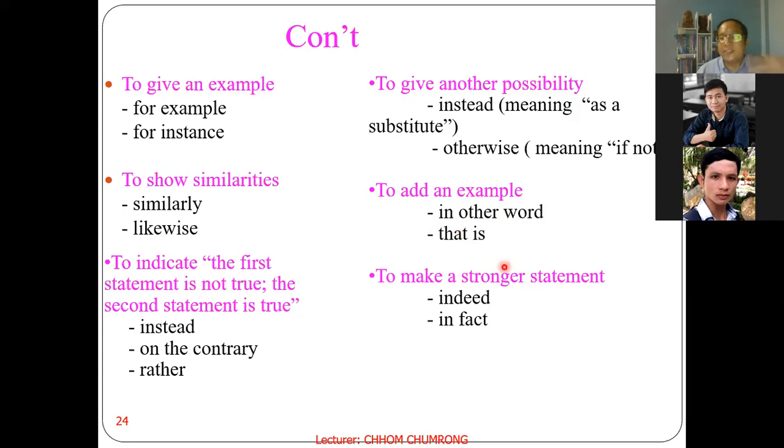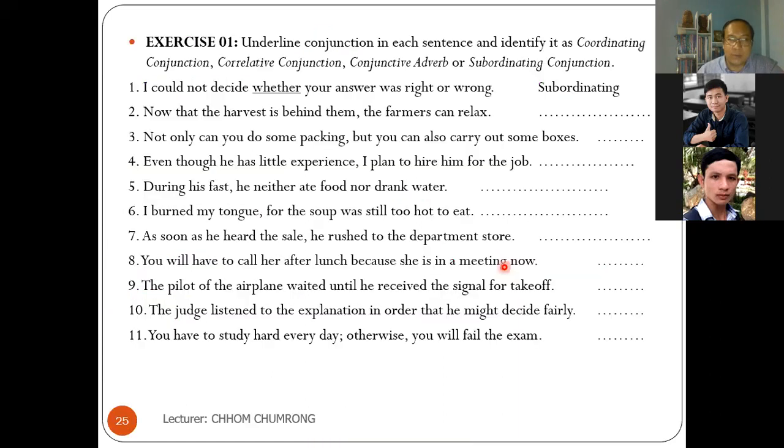This is just some of the conjunctive adverbs. Now look at this one. I want you to find the conjunction in this sentence, and then say what kind of conjunction it is. Number one, whether, right? So we call it a subordinating conjunction. How about number two, everybody? Which one is the conjunction here? Now that. Yeah, and what kind of conjunction is it?